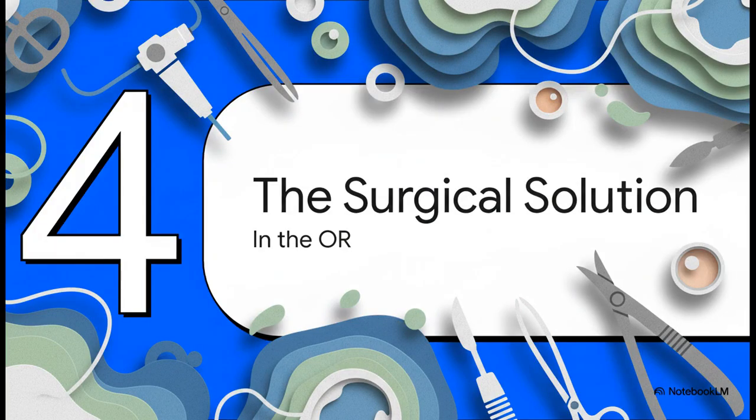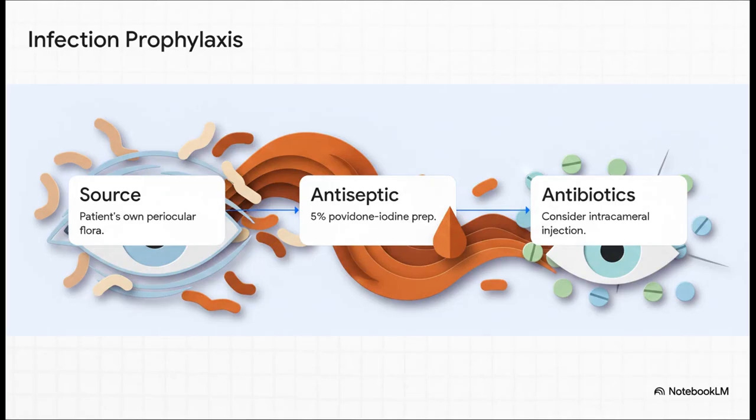Now it's time to head into the operating room for the surgery itself. The guidelines put a huge emphasis on preventing infection, especially a really devastating but rare complication called endophthalmitis. The protocol is like a multi-layered defense. First, you have to know where the enemy comes from. It's almost always the patient's own bacteria from their skin and eyelashes. Second, the single most important defensive move is putting 5% povidone iodine in the eye before surgery.